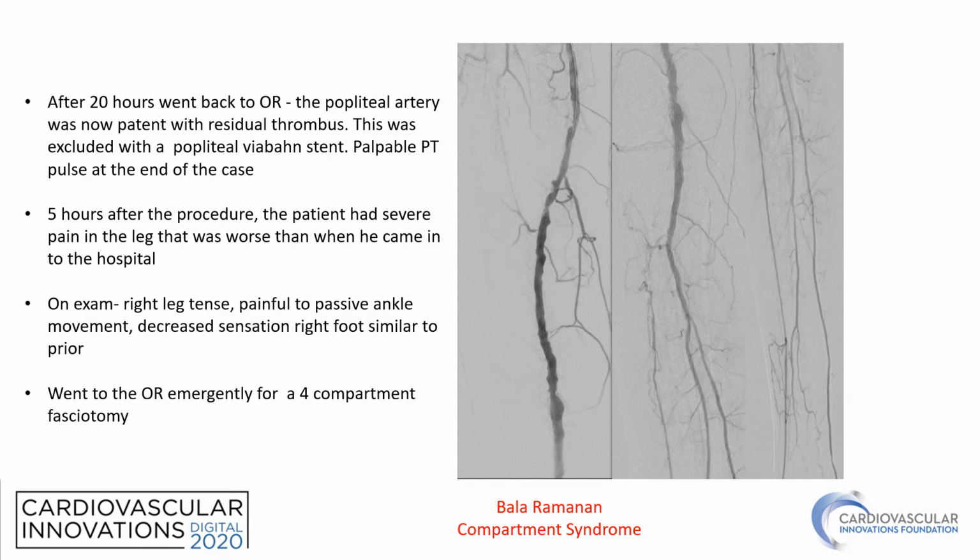He was then transferred to the ICU. After 20 hours, he went back to the operating room. The popliteal artery was now patent with some residual thrombus. This was excluded with a Viabahn stent. He had a palpable PT at the end of the case and 2-vessel runoff on the completion angiogram.